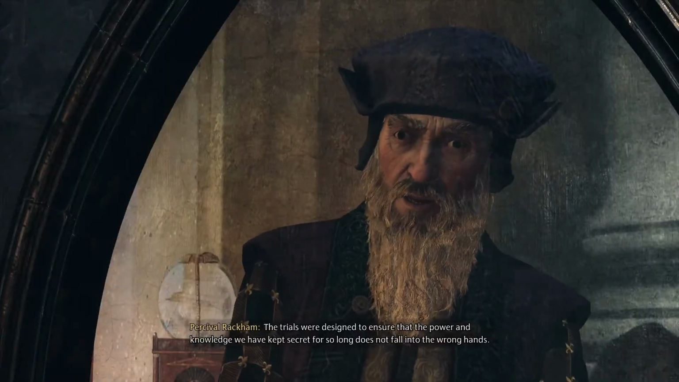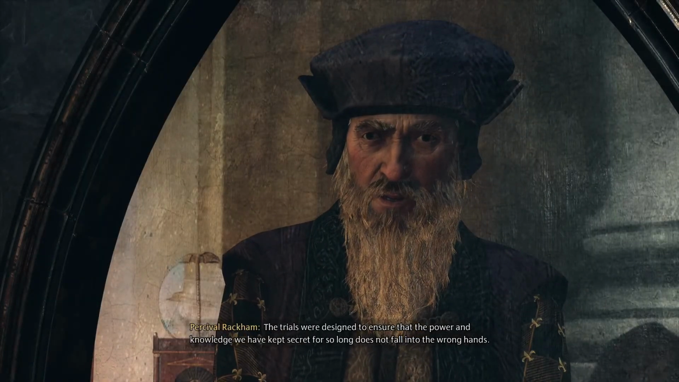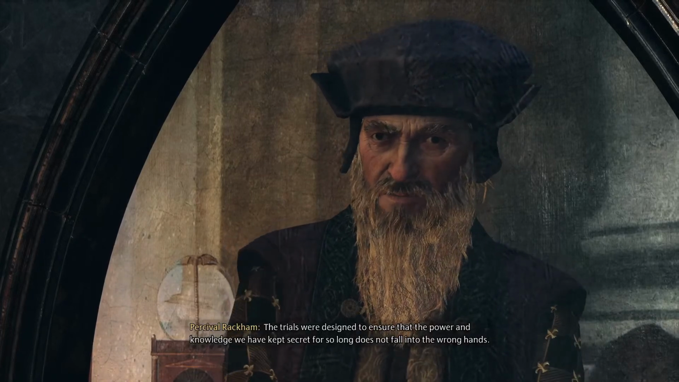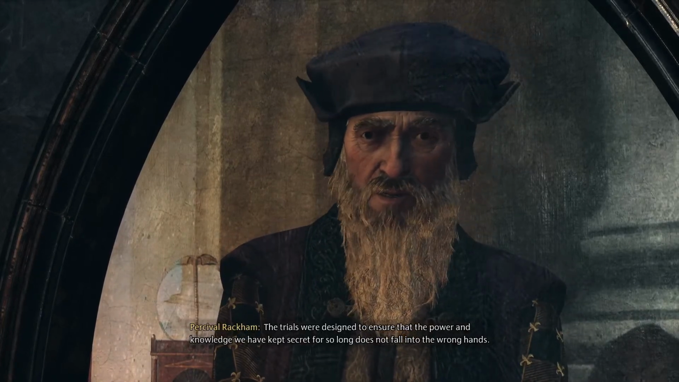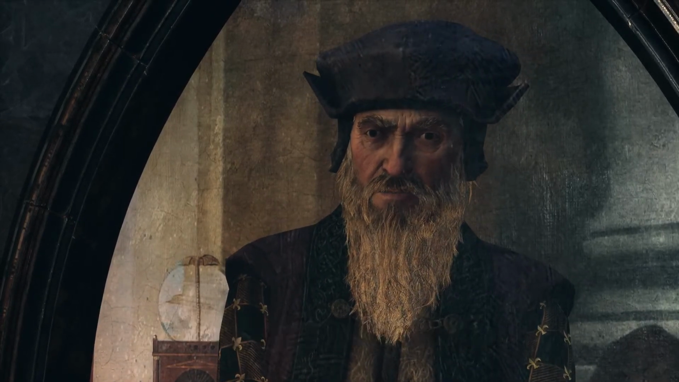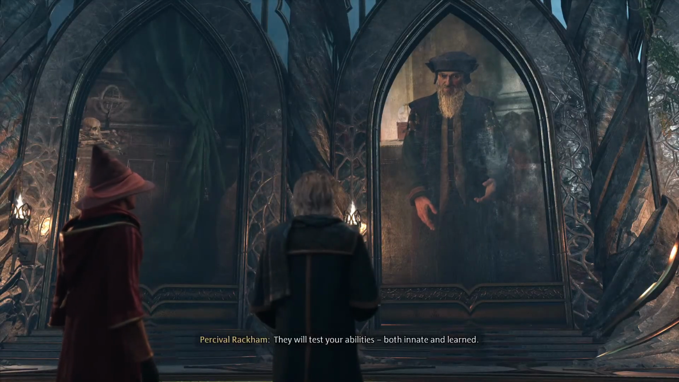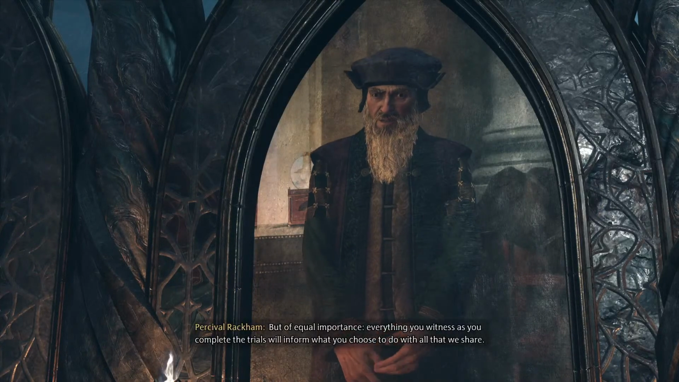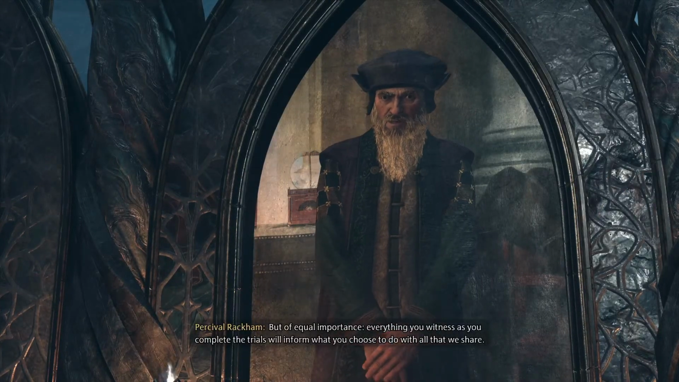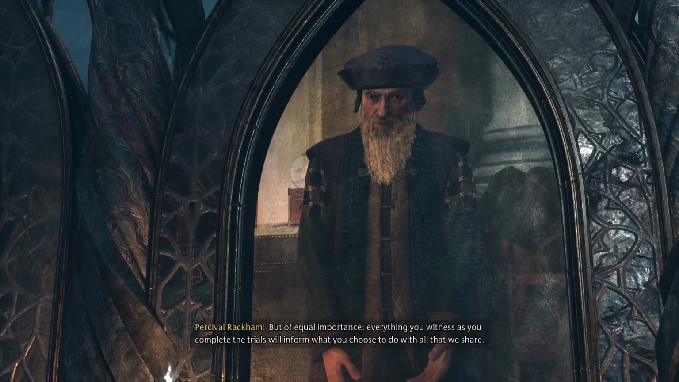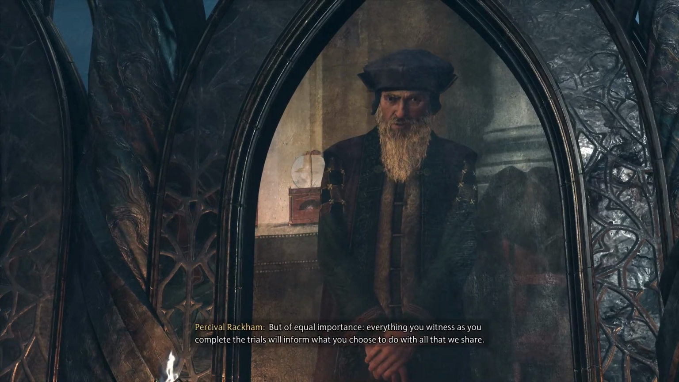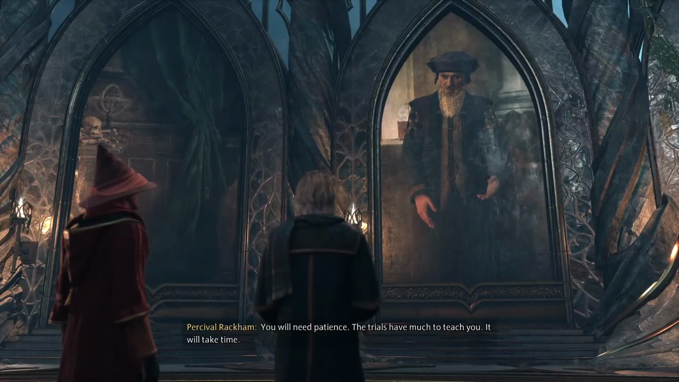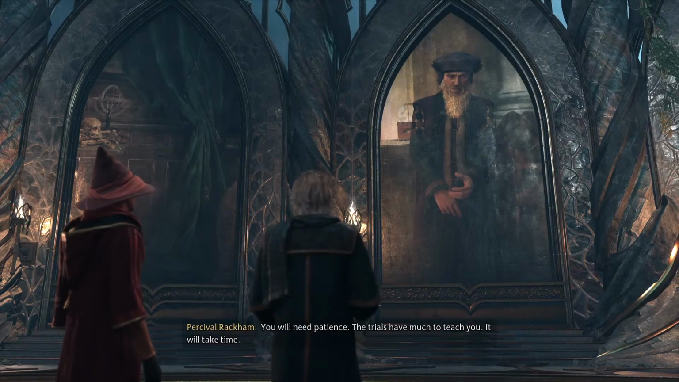The trials were designed to ensure that the power and knowledge we have kept secret for so long does not fall into the wrong hands. They will test your abilities, both innate and learned. But of equal importance, everything you witness as you complete the trials will inform what you choose to do with all that we share. You will need patience. The trials have much to teach you.